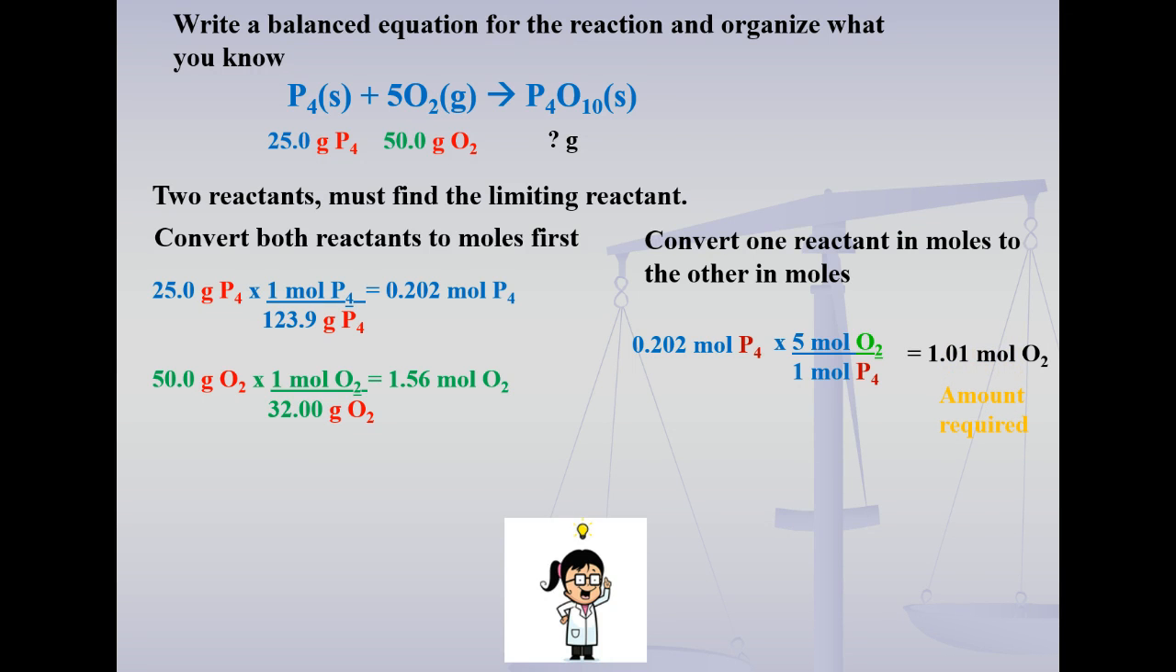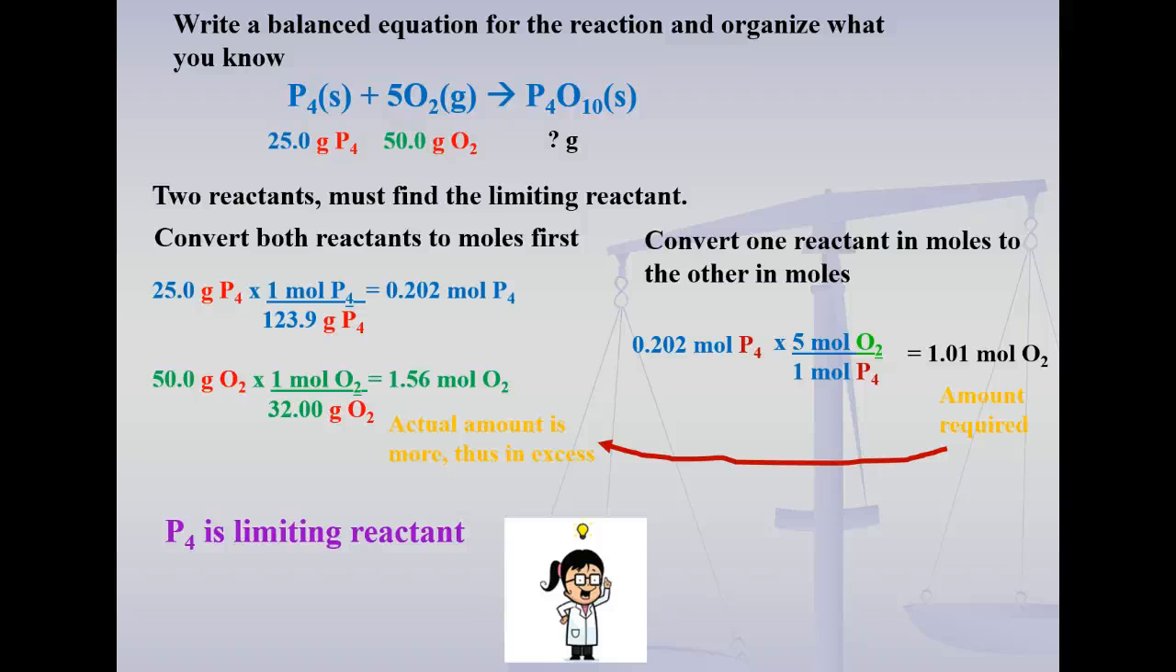Now you have to compare. That's your amount required. The amount that we actually have is 0.156. So the amount that you have is more than the amount required. That makes oxygen in excess. P4 is the limiting reactant.